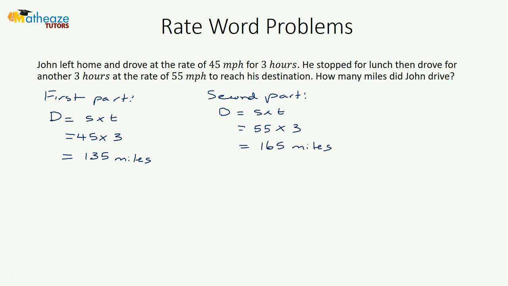So how many miles did he drive is going to be the sum of the first part of his journey and the second part of his journey. So total distance is going to give us 135 miles plus 165 miles. When you do this addition, you should get 300 miles.